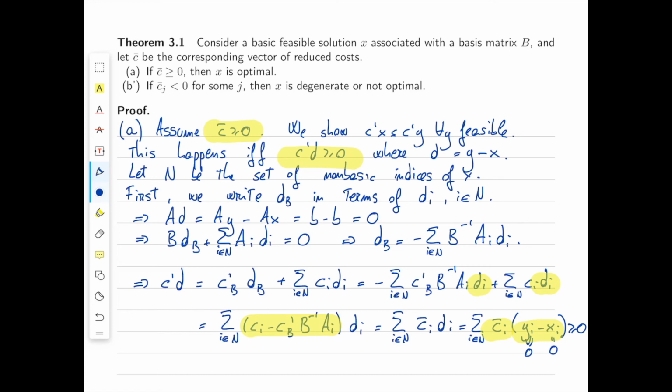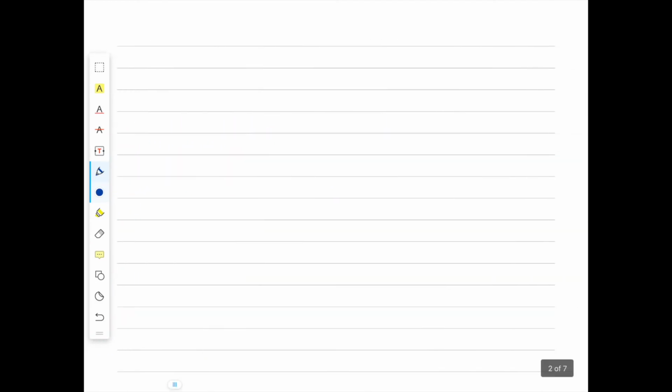Which is equivalent to the original b. So we need to assume that c bar j is negative for some j, and we want to show that x is degenerate or not optimal. So let's go to the next page. Suppose c bar j is negative for some j.